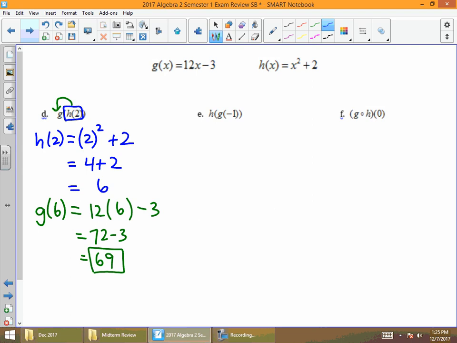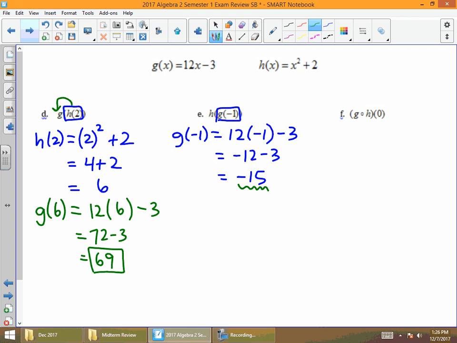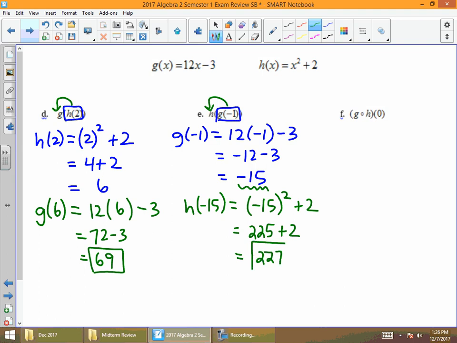E is similar, except here we're going to start with g. We're going to start by plugging in -1 for x. So we'll have -12 minus 3, which is -15. Then we're going to take that -15 and plug it into h. So again, be careful. Make sure you put parentheses around that negative. -15 squared is 225. And we add 2 to that. Your final answer for E should be 227.